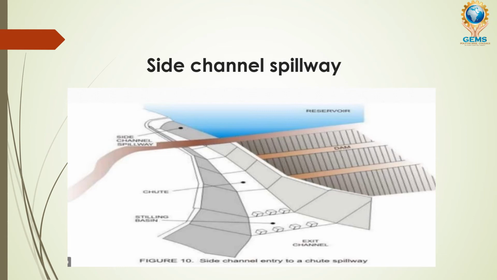You can see the chute portion which is present at the center of the spillway, and you can see the dam's road portion, the brown portion where the transportation occurs. Okay, fine.